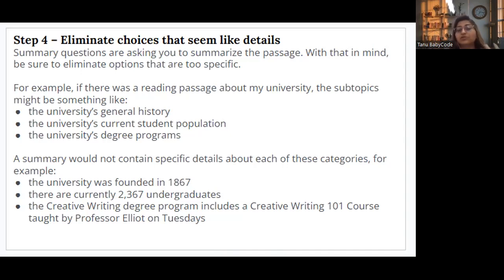For example, if there was a reading passage about a university and the subtopics are the university's general history, its current student population, or its degree programs, a summary would not contain specific details about each of these categories. For example, the university was founded in 1867, there were currently 2367 undergraduates, and the creative writing degree program includes a creative writing 101 course taught by Professor Elliott on Tuesdays, right? So a summary would never contain the specific detail. Keep in mind that summary questions ask you to summarize the passage.